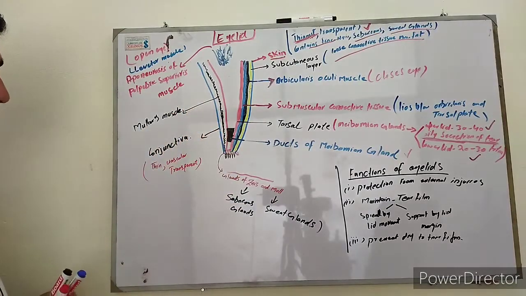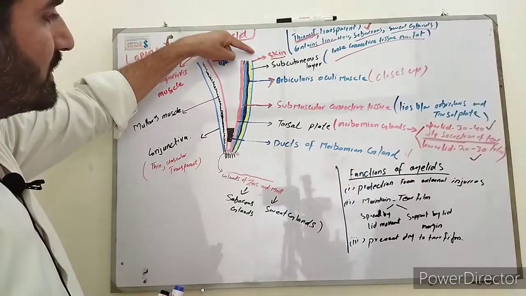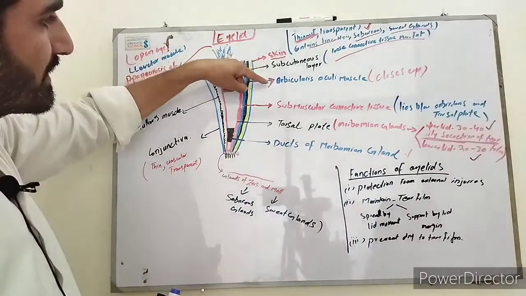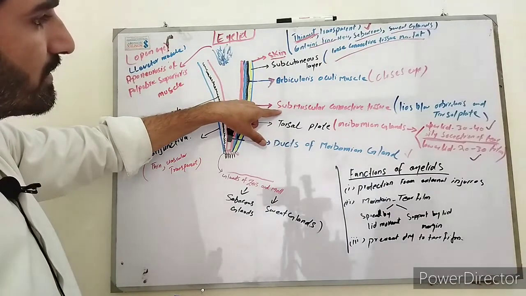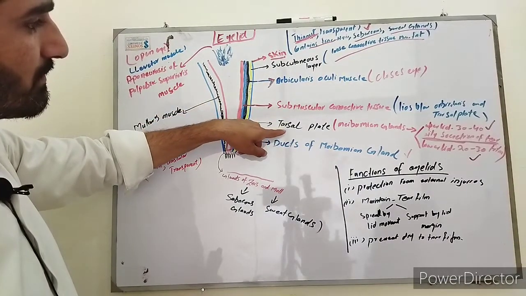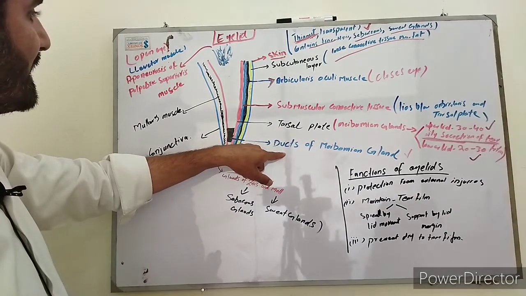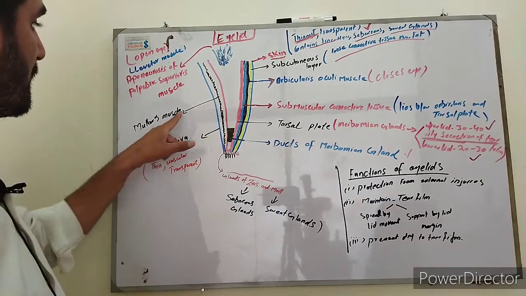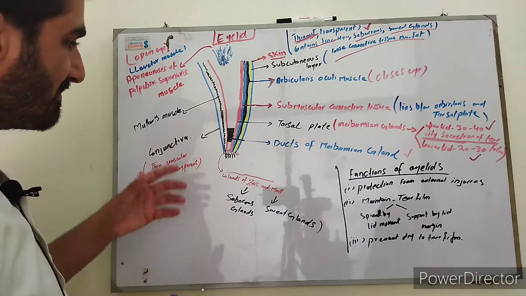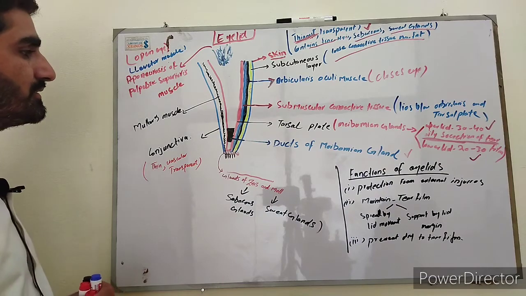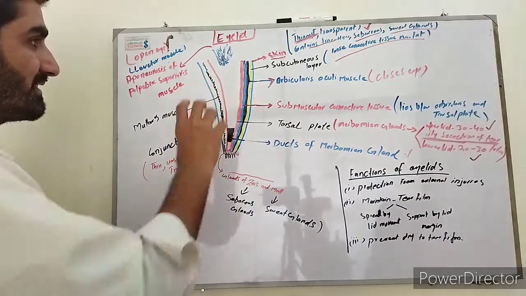Now we can say the layers. First of all skin, number 2 subcutaneous layer, number 3 orbicularis oculi muscle, number 4 submuscular connective tissue, number 5 tarsal plate, number 6 ducts of the meibomian gland, number 7 Muller's muscle, number 8 conjunctiva. These are basically the layers of the eyelid. Now we will explain the function of these layers.